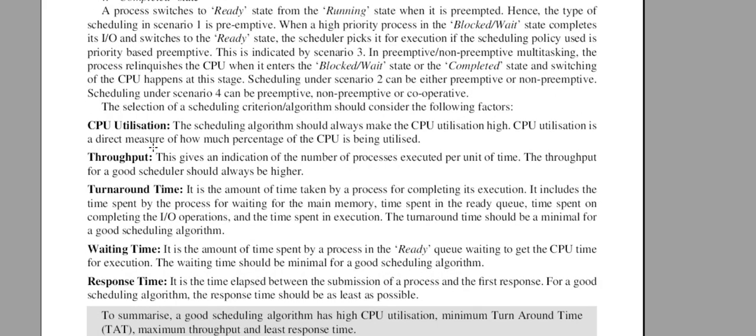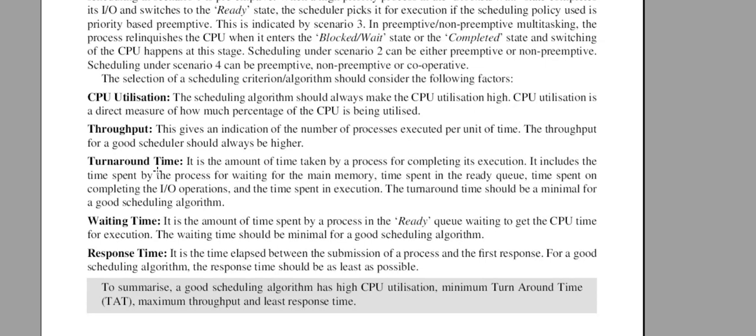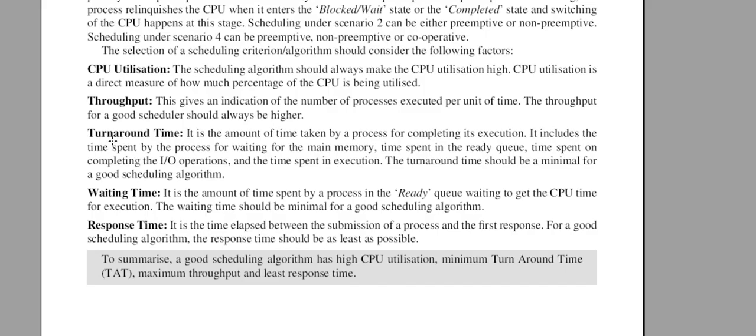There are 5 terms which are very important in these problems. They will ask you to find turnaround time, average waiting time, and average turnaround time. So, what is turnaround time? Turnaround time is the amount of time taken by a process for completing its execution. It includes time spent waiting for the main memory, time spent in the ready queue, time spent completing the IO operations, and time spent in execution. For a good scheduling algorithm, turnaround time should be minimal.